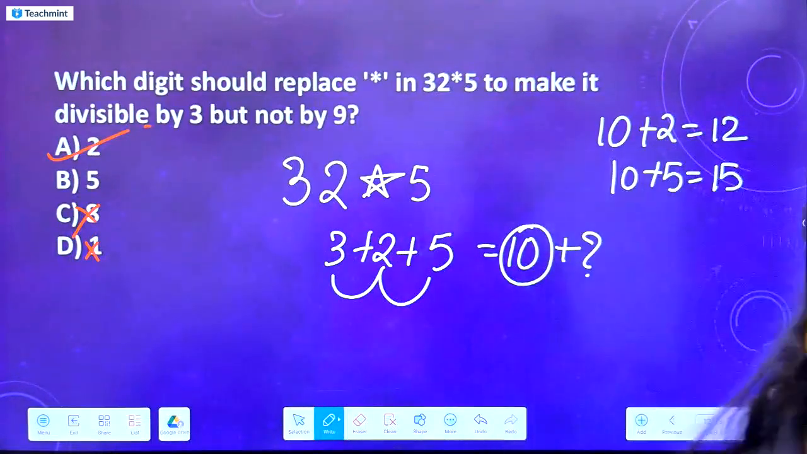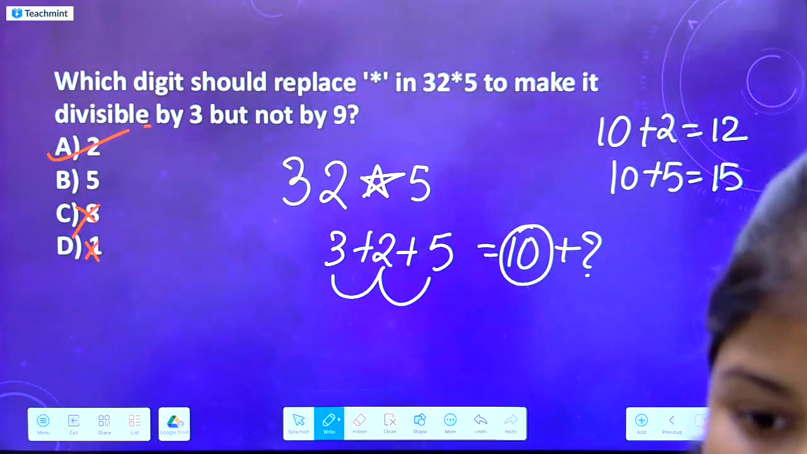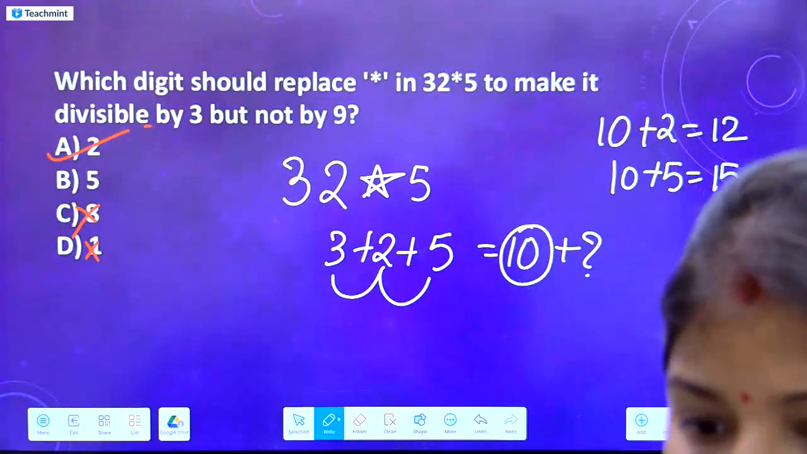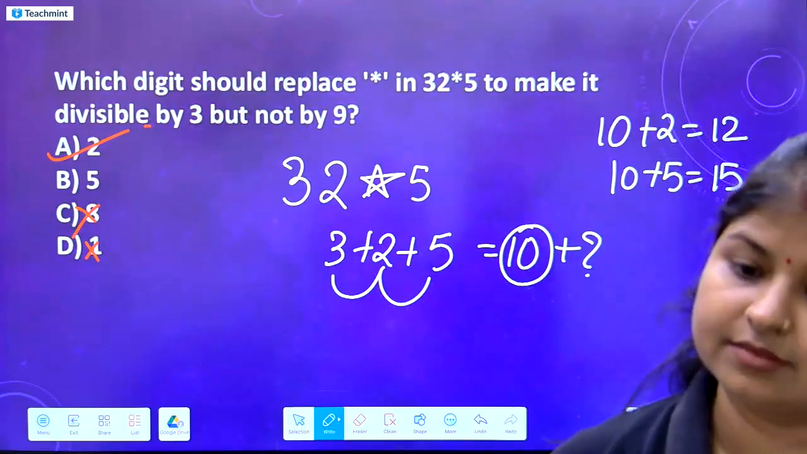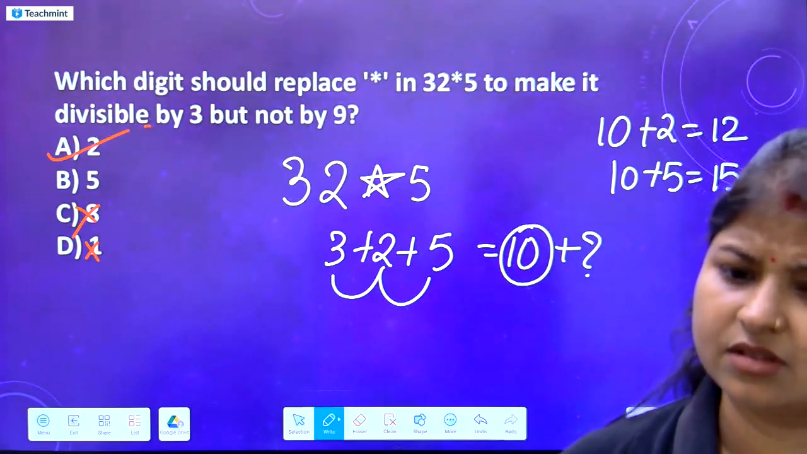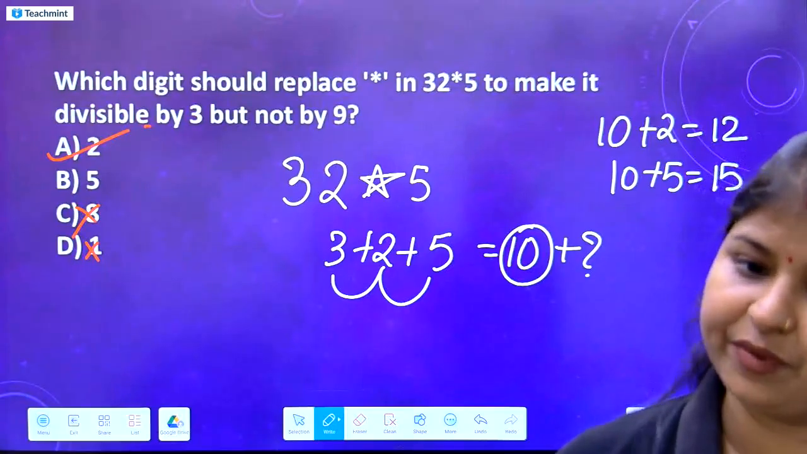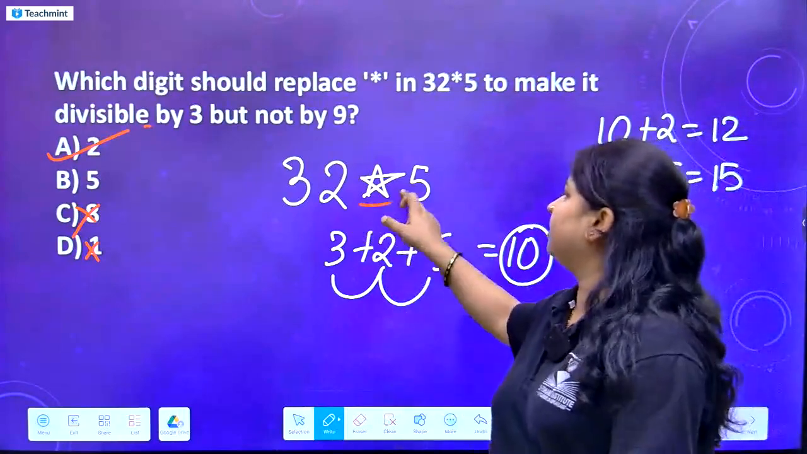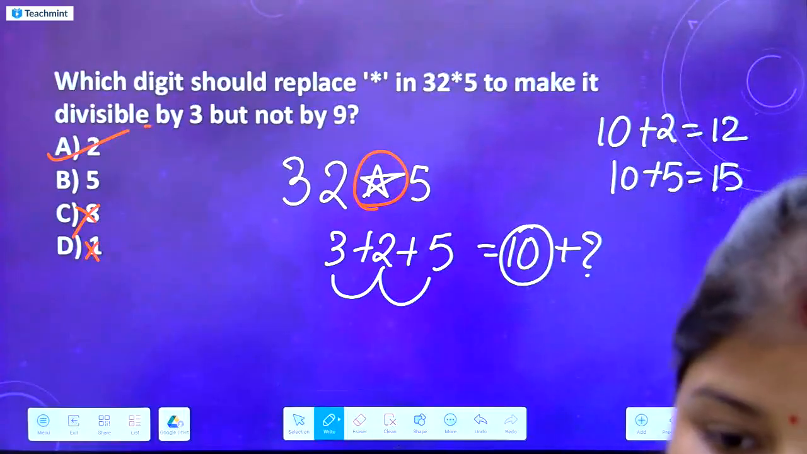Yes, I think I have hand raises. Yes, Adya? Ma'am, I'm not able to answer in the poll. I've been giving the past 2 answers in the chat only. Okay, beta, you can answer them. Yes, Harshika? We thought in the options they had only 2, 5, 3, 1. Yes, beta, options were 2, 5, 3, 1. So you have to fit any one number in the place of star to make it divisible by 3, Harshika. Okay, ma'am. Yes, Shreyan.